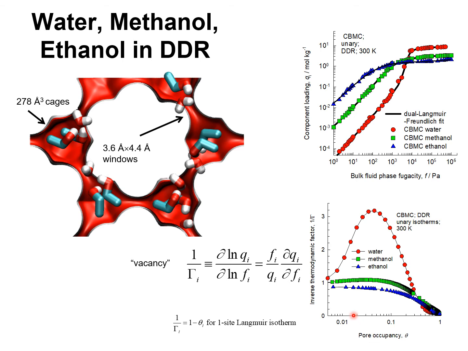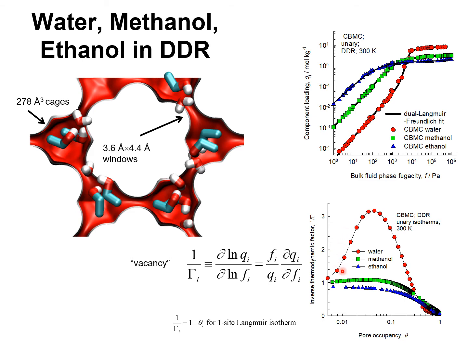In this graph, we note that for methanol and ethanol, 1 divided by gamma decreases with increasing pore occupancy. In other words, the vacancy reduces with increasing pore occupancy, as one should expect. But the behavior of water is completely different. For pore occupancies less than about 0.3, we note that the inverse thermodynamic factor increases in value to about 3.2 before it finally reduces to 0.